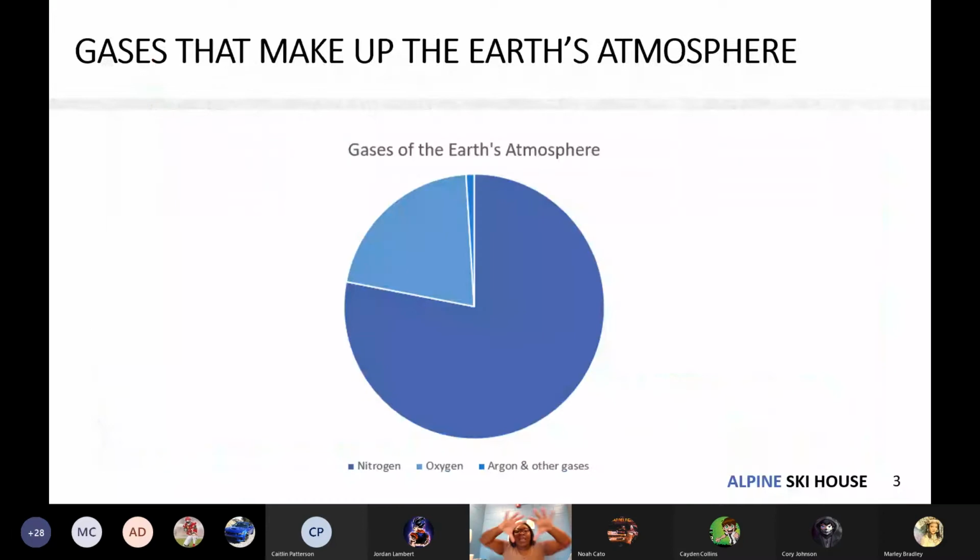Our atmosphere, like I told you, is made up of different gases. Please draw this pie graph in your notes. The gases that make up our atmosphere are mostly nitrogen, oxygen, and argon and other gases. But most of our atmosphere, sorry y'all, is made up of nitrogen. The exact percentages Ms. Neville's going to write down today, and as you're drawing that pie graph, I ask that you write down these percentages as well.